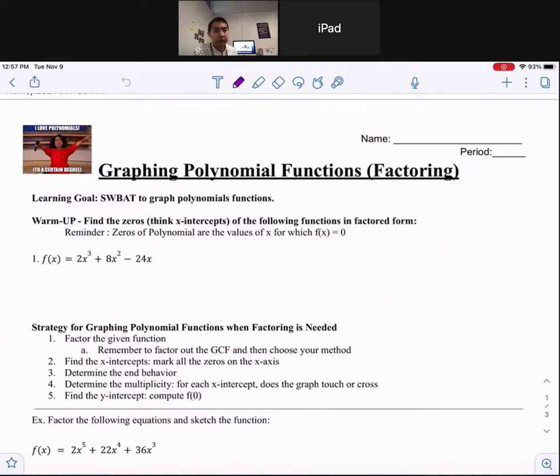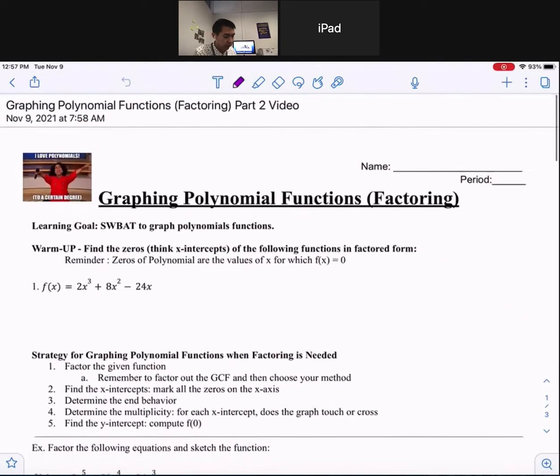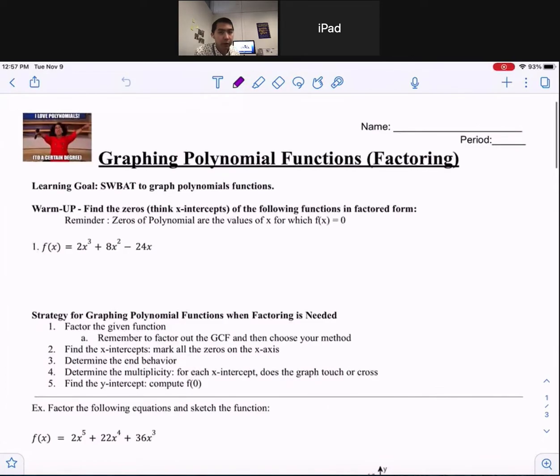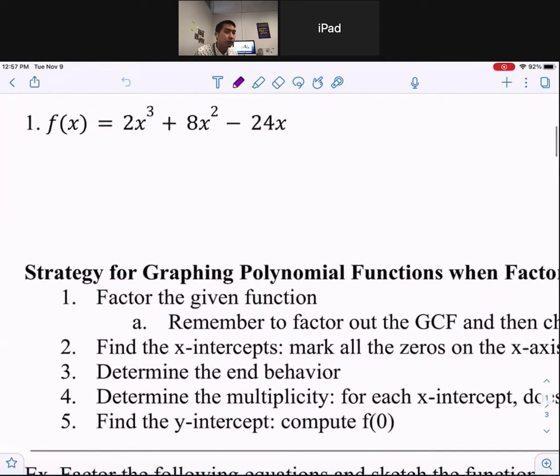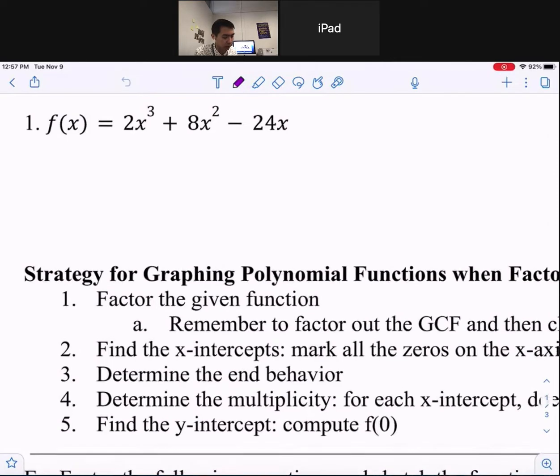Hey guys, here's your notes on graphing polynomial functions, but now we are factoring, kind of like part 2. For the first part, now instead of having factored form, we have standard form. So we have to be able to factor this in order to figure out what our zeros are from standard form.